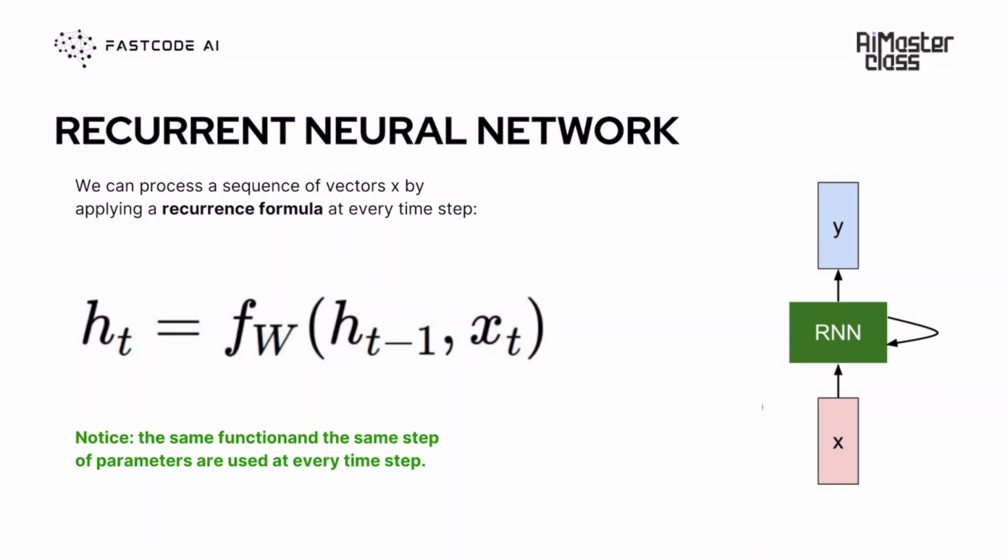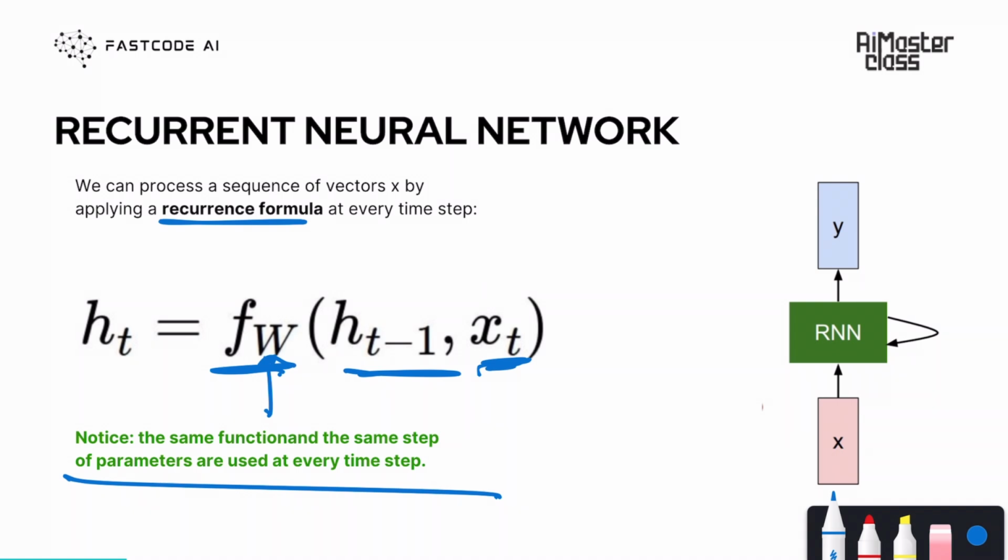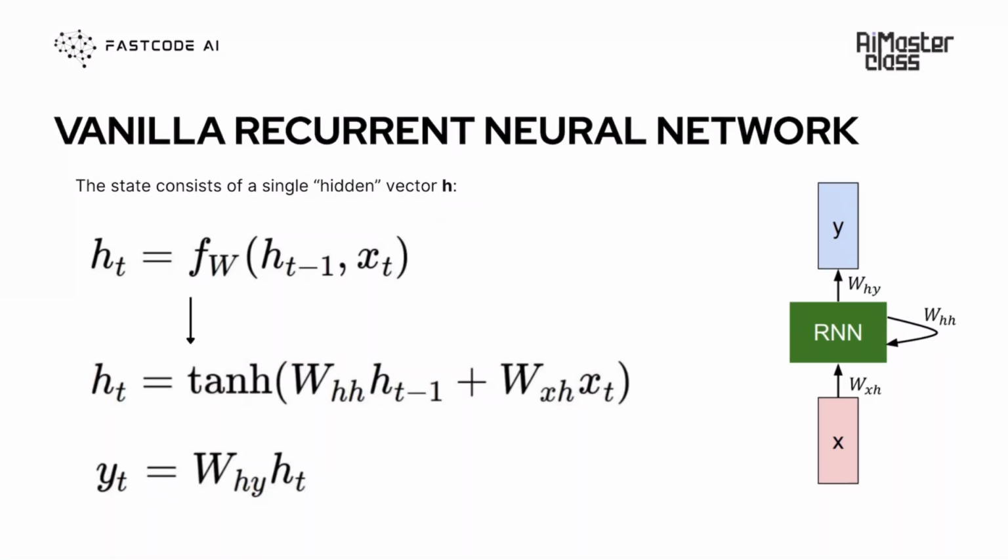So the recurrent neural network, we process a sequence of vectors x by applying this recurrence formula at every time step. So h of t is some function which depends on some learnable parameters w, our weights, over your hidden state in the previous time step and your current input at time t, your x of t. And remember, the same function and the same parameters are used at every time step. So this is important.